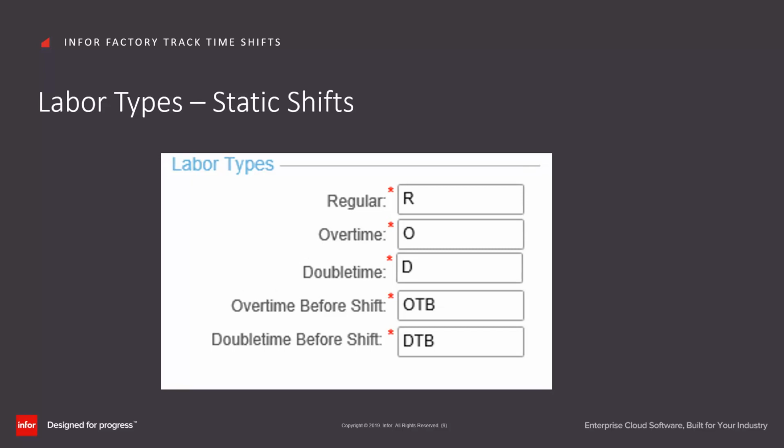Static shifts also require definition of overtime before shift and double time before shift. Labor type definition is not mutually exclusive, depending on how your cost model is set up in the underlying ERP. You can use the same labor type for each hour's categorization, use the same labor type for before shift and after shift categorization, use the same labor type for overtime and double time categorizations, or use a unique set of labor types for each hour's categorization. The only requirement is that the labor type code you specify exists as a labor type code in the underlying ERP.